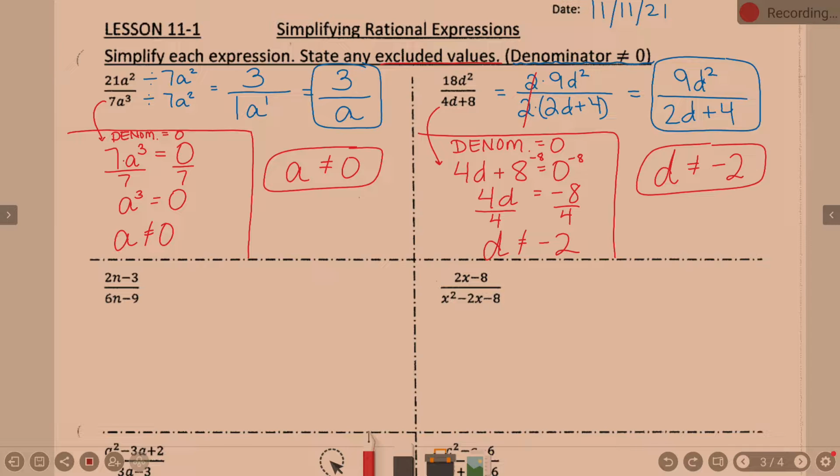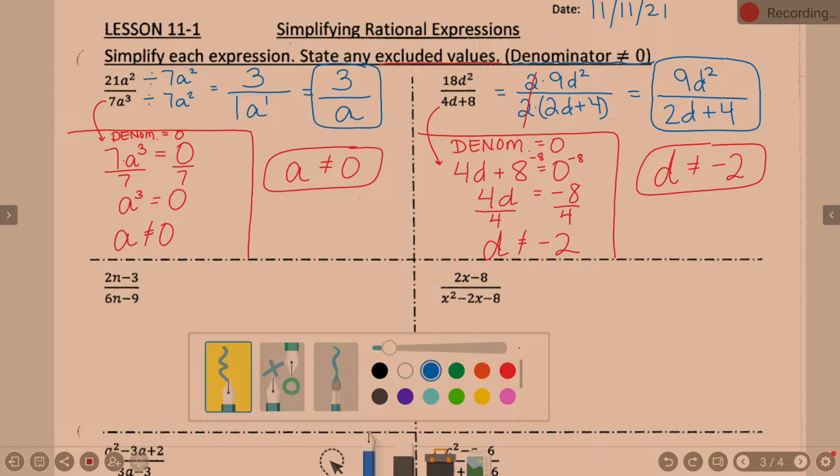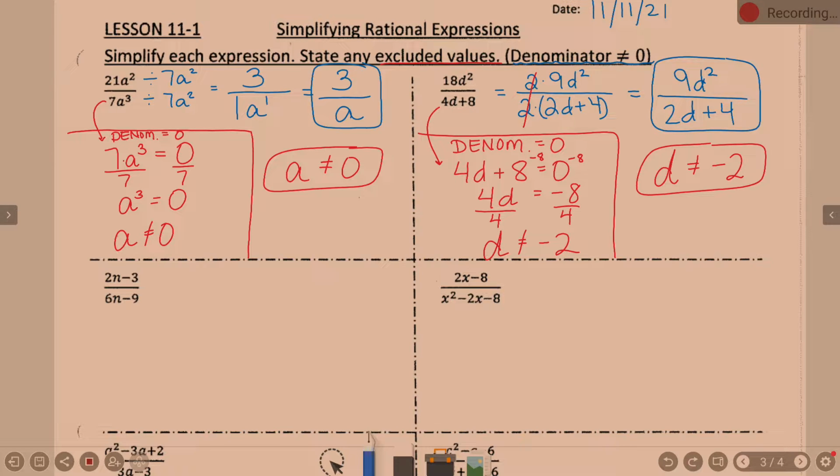Do you see any factoring in this next one? There's 2n minus 3. There's 6 and 9. There's 6n minus 9. How can we factor this? Okay, 6n minus 9, both of those divide by 3. So, what if I throw the phrase out there, GCF? Yeah, greatest common factor? Yeah, we haven't moved past those.